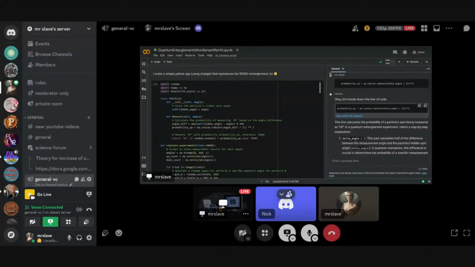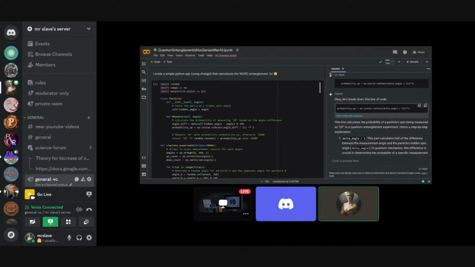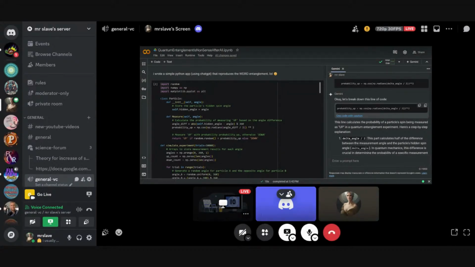So what are we doing here? We have a class Particle. We're creating a particle. It's given an angle, and it saves the angle as hidden angle, and no one knows what it is. I never tell anyone what the angle was. It's just randomly initialized, and the one is opposite the other.